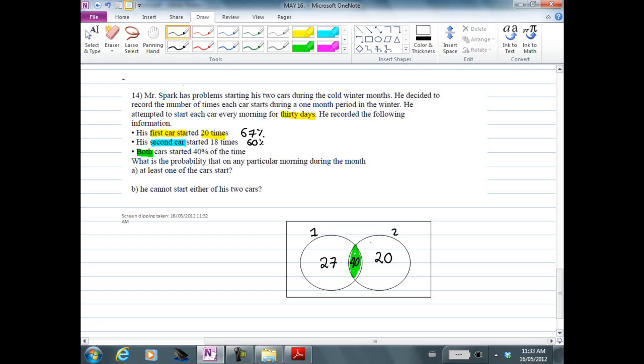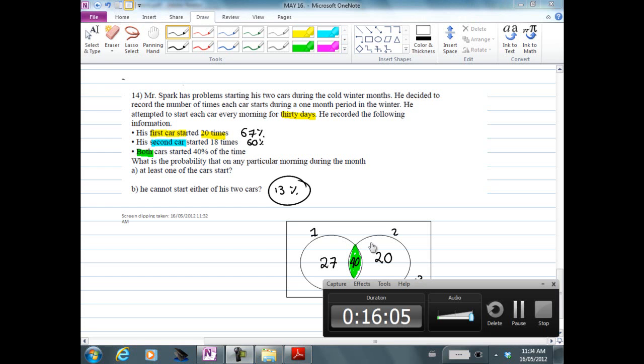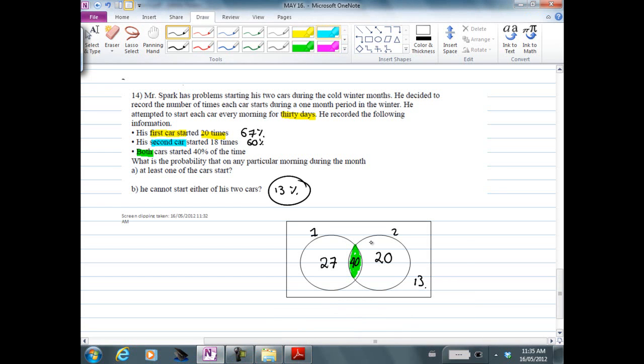13? Which is going to be 13. Now, I want you to answer, what is the probability at least one of the cars starts, and the probability that neither starts? Well, neither is easy. It's just 13. But A is a bit more challenging. I'm going to pause it again. And let's see, it said at least one.